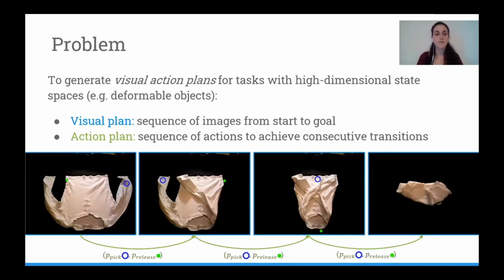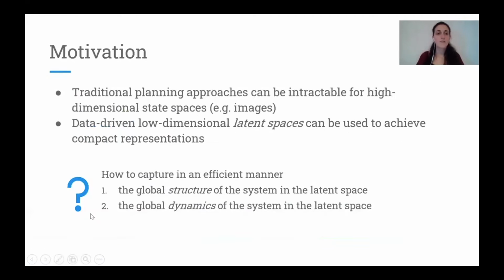So as we see from the picture, we are interested in both getting the visual plan, that's the sequence of images from start to goal, and the action plan, that's the sequence of actions to achieve consecutive transitions. And here, for example, an action is defined as the couple of where to pick and where to release the t-shirt. So the problem is that the traditional planning approaches can be intractable with this kind of high-dimensional state spaces.